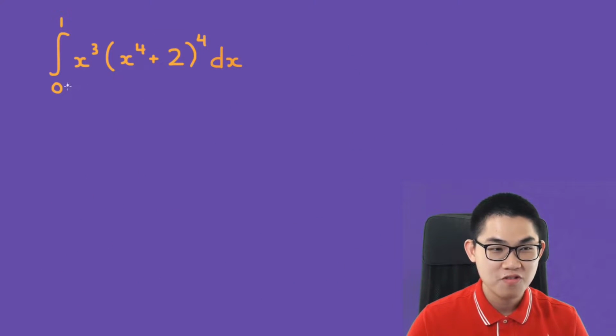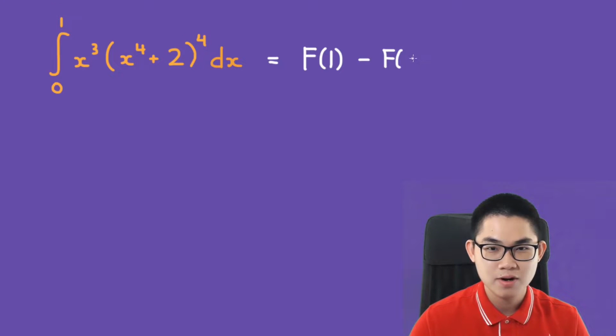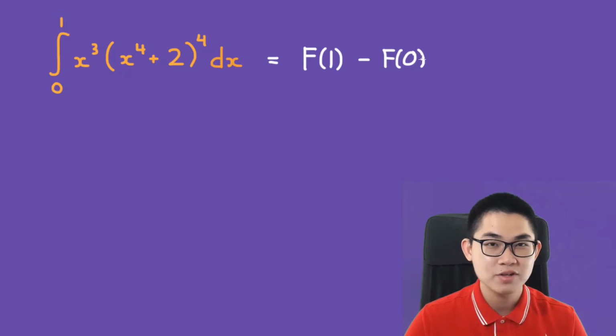The integral from 0 to 1 of x to the power of 3 times x to the power of 4 plus 2 to the power of 4 dx. Now we're going to solve this definite integral using U-substitution. So the first step is to say that this is equal to f at 1 minus f at 0, according to the fundamental theorem of calculus. So what is f of x?